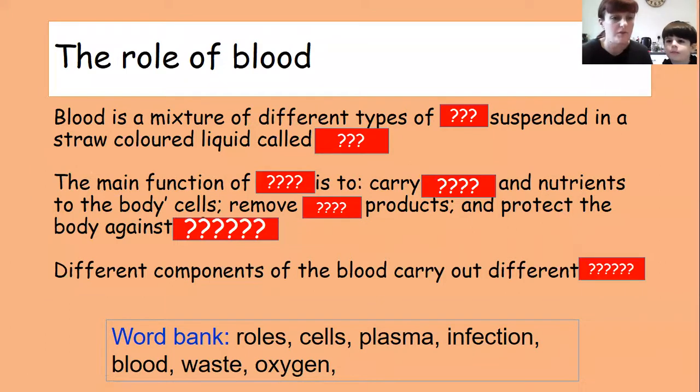Okay, so how did you get on? So blood is a mixture of different types of cells suspended in a straw-coloured liquid called blood plasma.